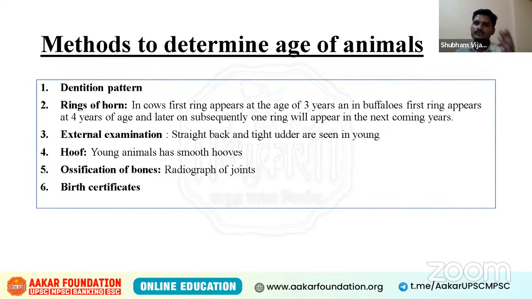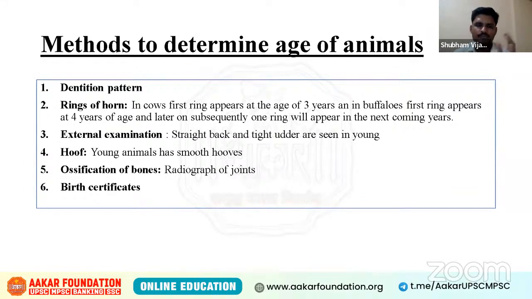Okay, 5 rings. The first ring comes at the age of 4 years, then 4 and 5, so that buffalo's age is 6 years. The first ring comes at the fourth year, and later on, after every passing year, one by one a ring will get added.